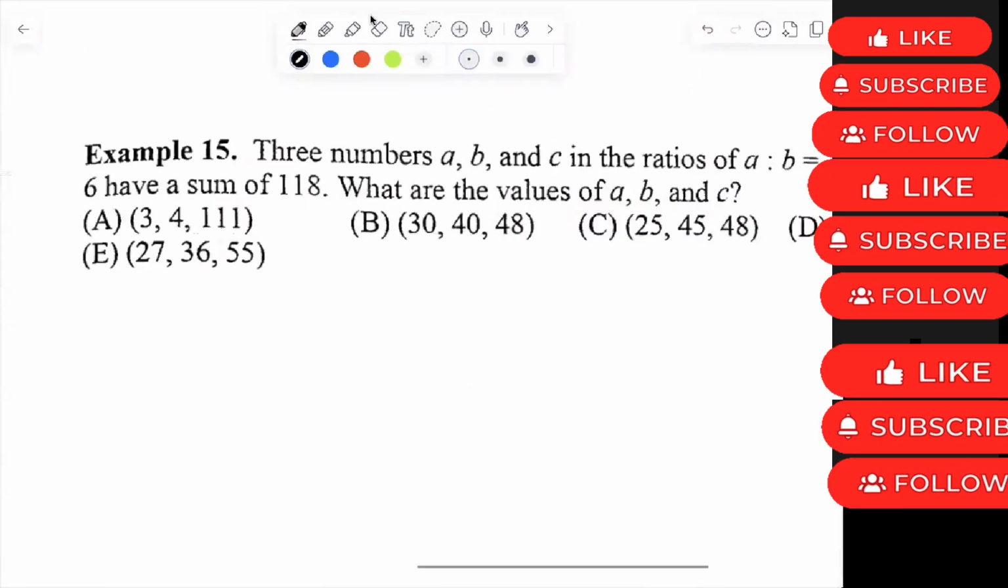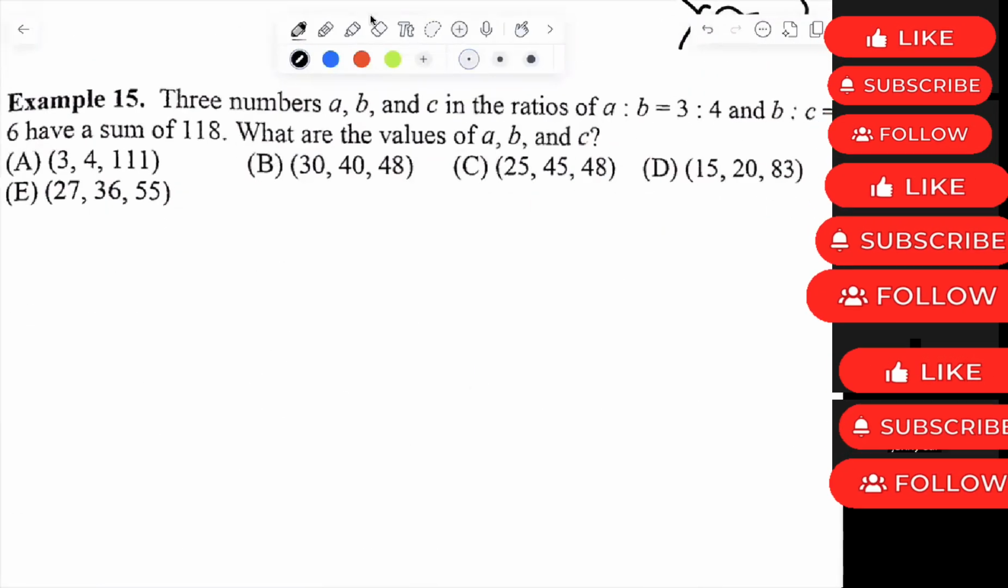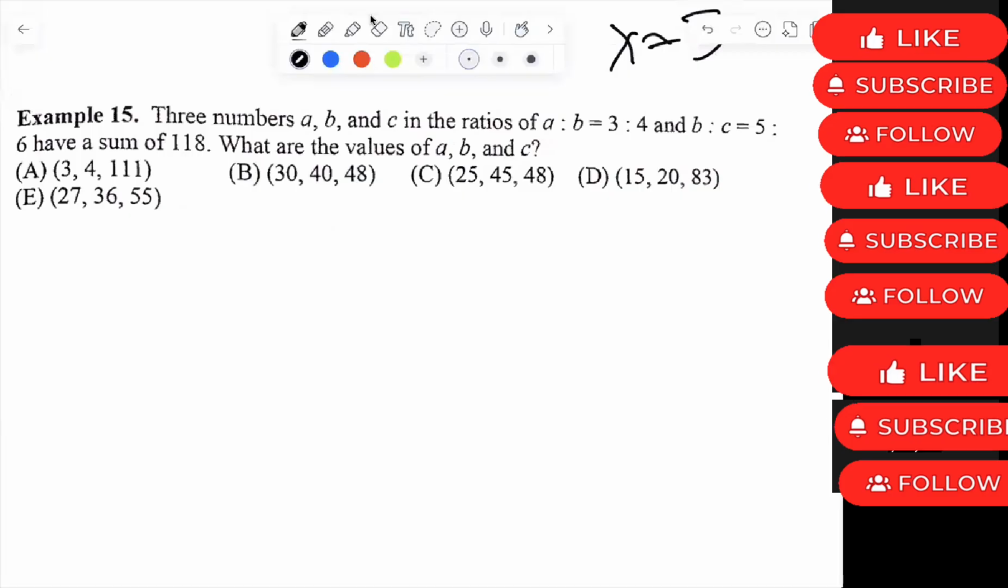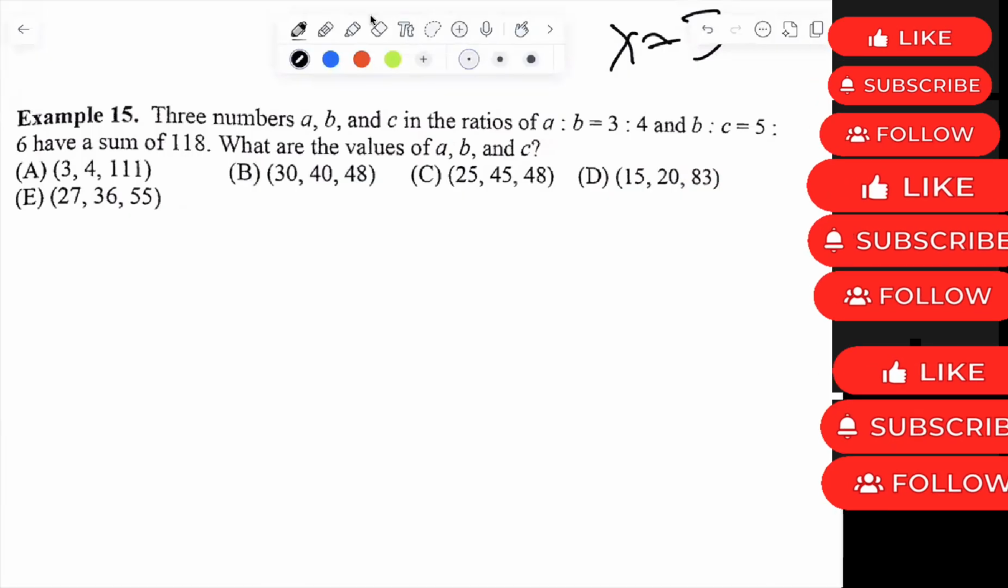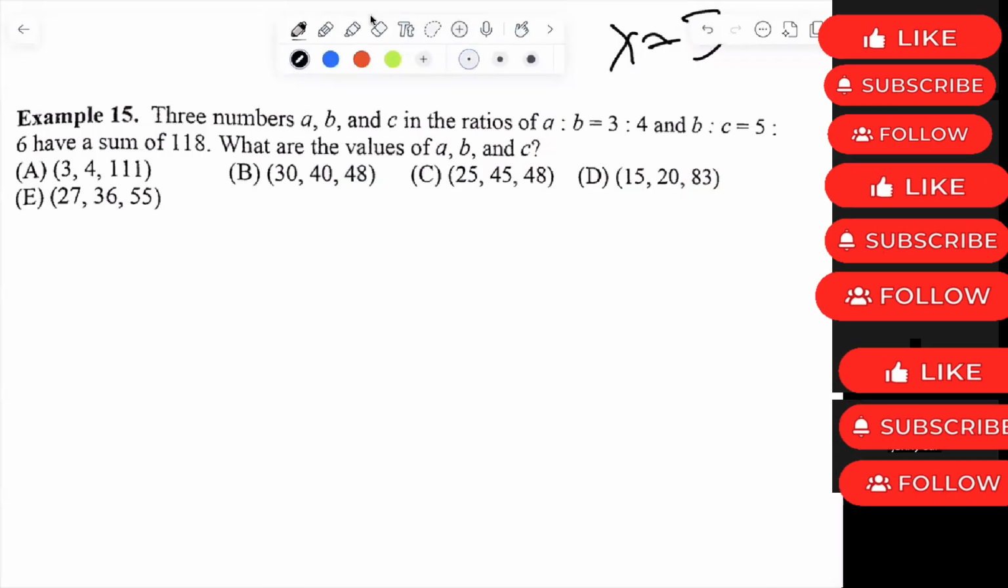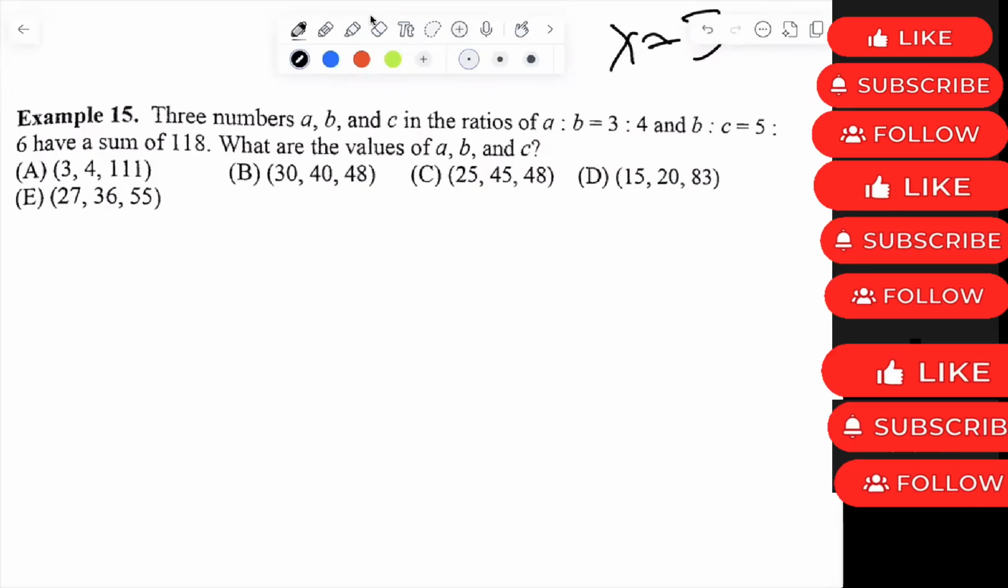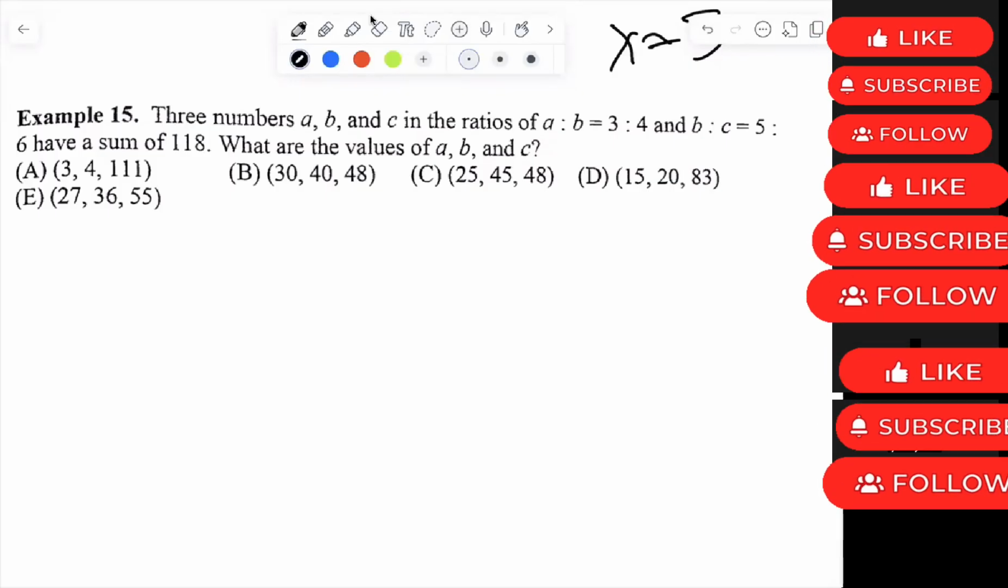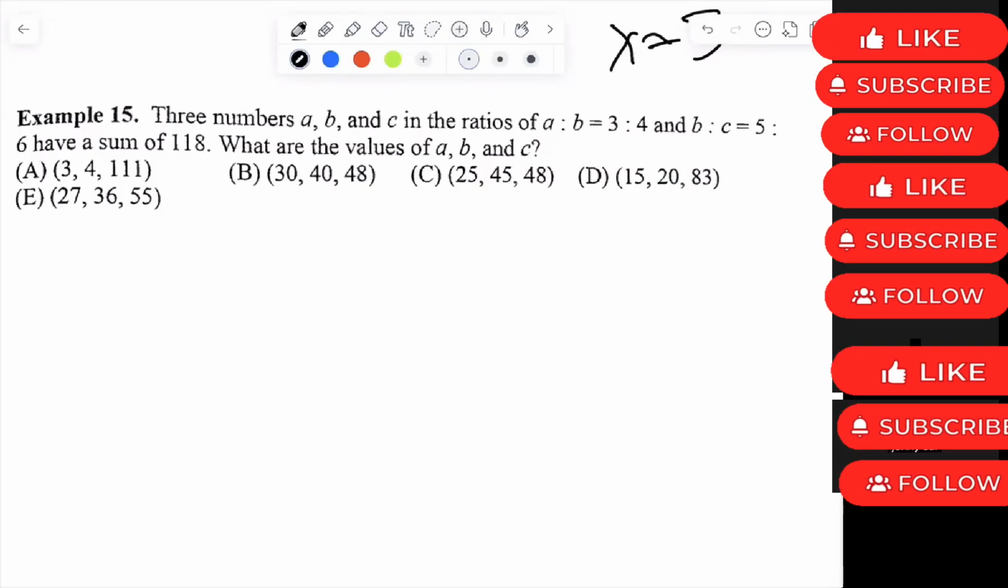Alright? Now let's go on to example 15. Three numbers A, B, and C in the ratios of A to B is equal to 3 to 4, and B to C is equal to 5 to 6 have the sum of 118. What are the values of A, B, and C? All of you guys try this question and tell us through chat.